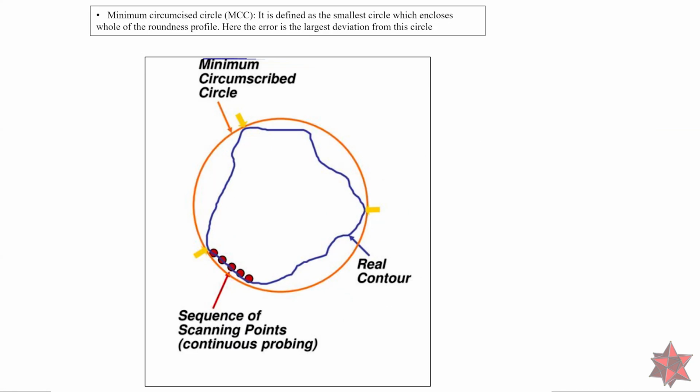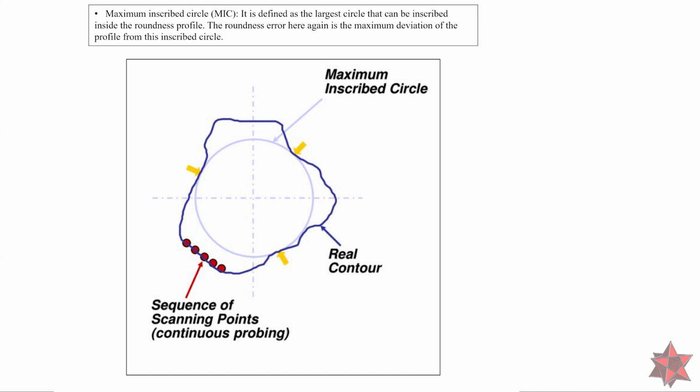The next one is the minimum circumscribed circle. It's defined as the smallest circle which encloses the whole roundness profile, where the error is the largest deviation from the circle. Then we have the maximum inscribed circle. It's defined as the largest circle that can be inscribed inside the roundness profile. The roundness error here again is the maximum deviation of the profile from the inscribed circle.